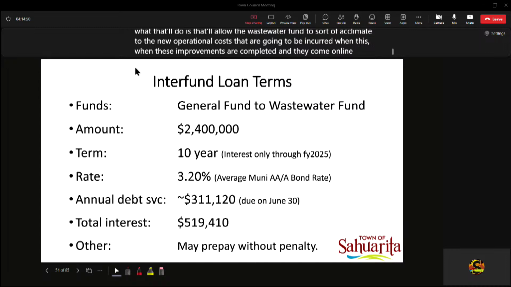AC, is that connection fees or user fees that would go back to paying that back? Well, that's a tricky question. Oh, I didn't mean to make it tricky.